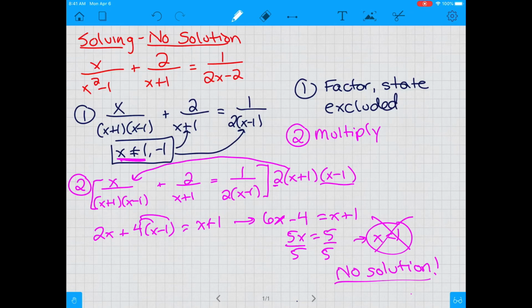The only difference is, when you get to the very, very end, whatever your possible solutions are, none of them end up working out. They end up making your denominator 0. So if that happens and you get to a point where you only have one solution, or maybe you have 2, but they're both a problem from your first step, all that means is you have no solution.